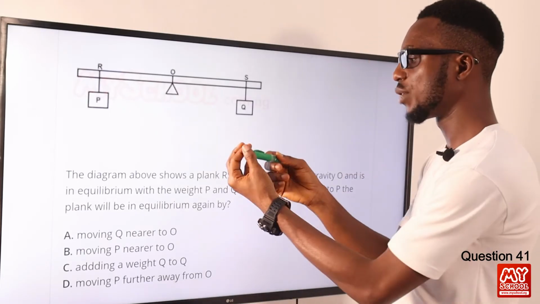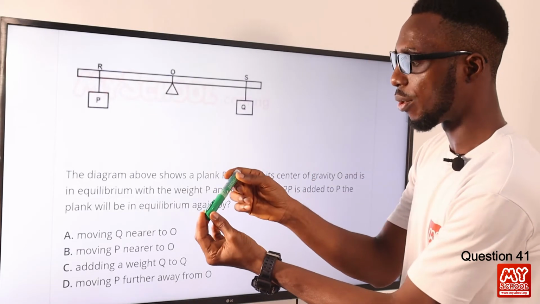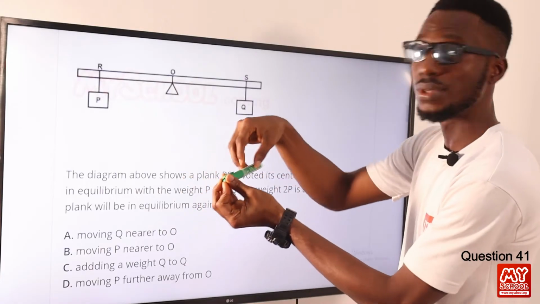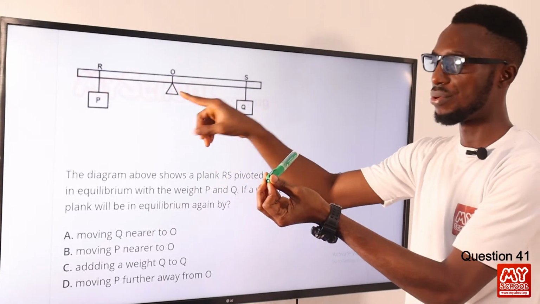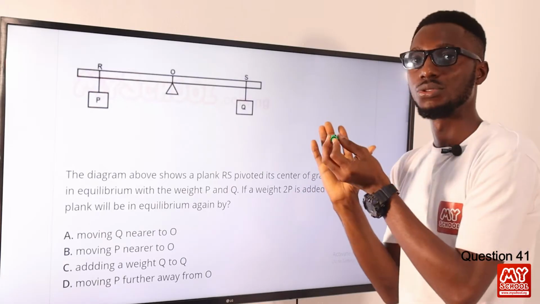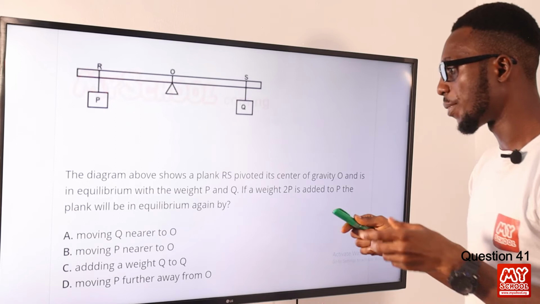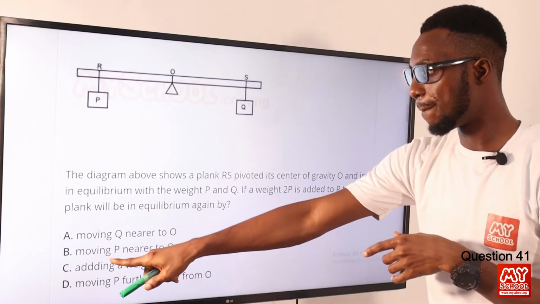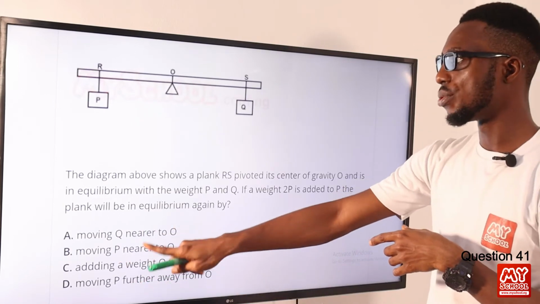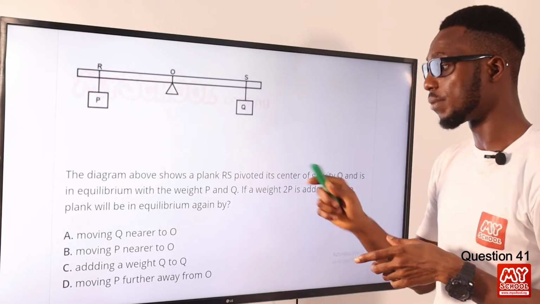So once you have added weight to this point, you see it falling off. You have to bring this point close to the previous center O. You realize that as you bring it closer, you try to stabilize or attain equilibrium. So the best experience that we can have here should be in option B, moving P nearer to O. This is going to counter the weight added. So option B is the right option.